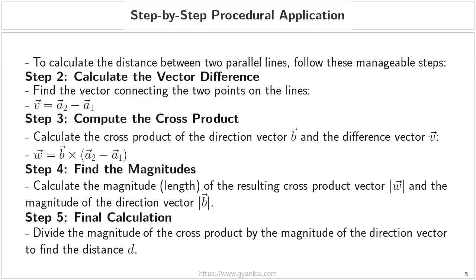Step 5. Finally, we reach the final calculation. To find the actual shortest distance, d, simply divide the magnitude of the cross product by the magnitude of the direction vector. If you follow this sequence, you'll see how we arrive at the final result, which we will demonstrate in the upcoming real-world example.